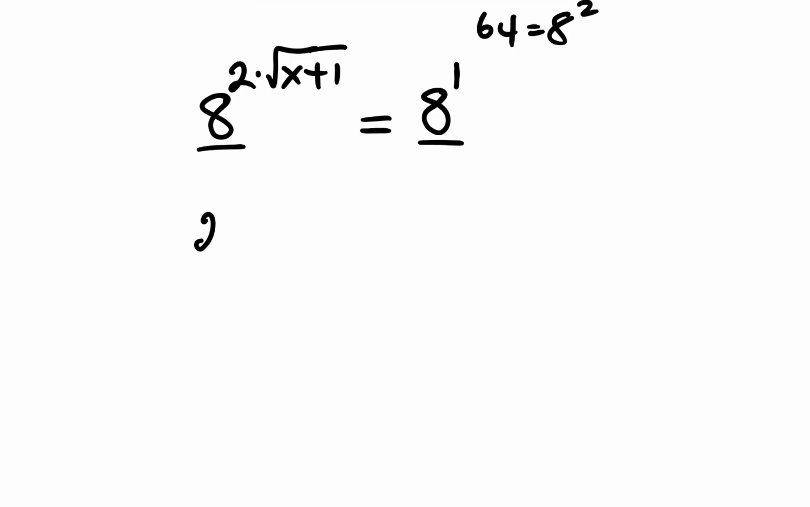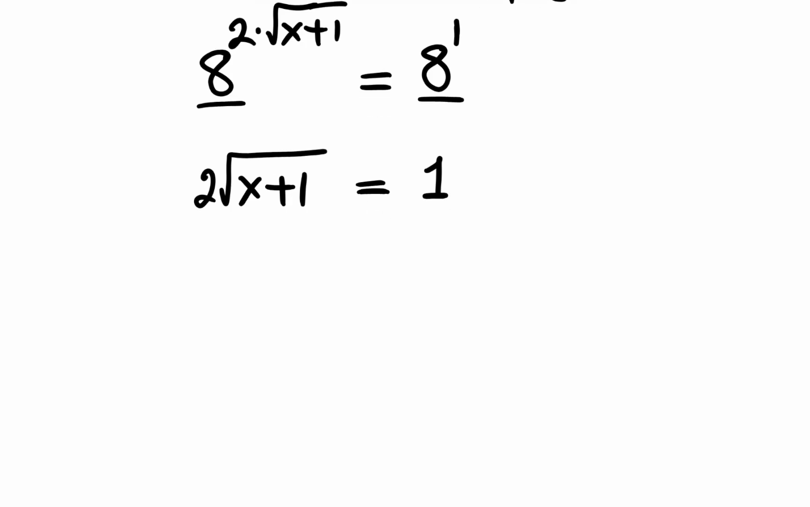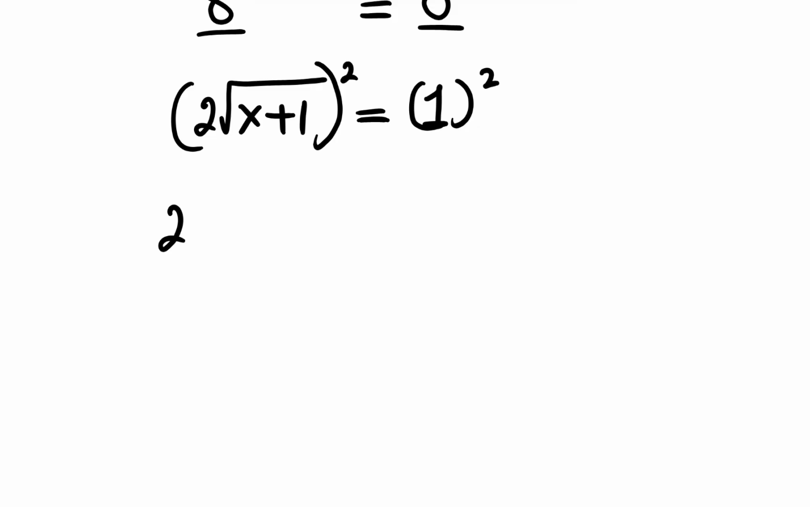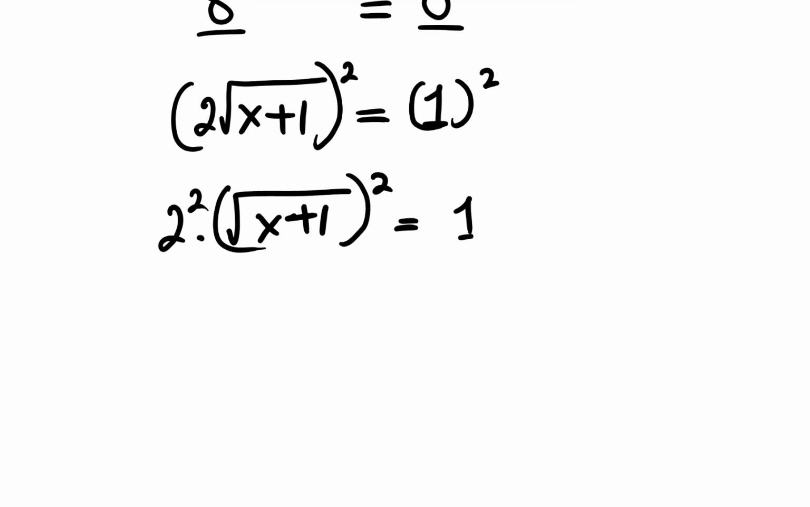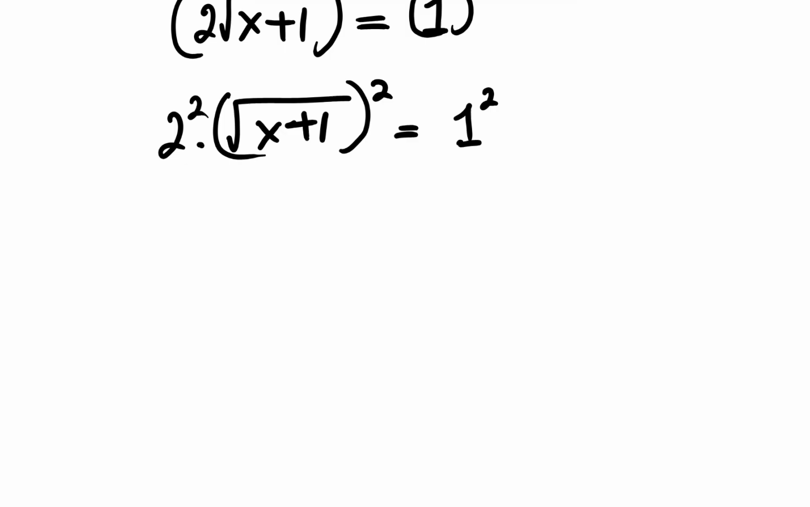So now we have 2 root of x plus 1 equals 1. Now to get rid of the square root, we need to square both sides. So if we square both sides, this is what we have. 2 squared times the root of x plus 1 all squared equals 1 squared. So now we have 4. This 2 will cancel the square root, times x plus 1 equals 1 squared, which is the same thing as 1.